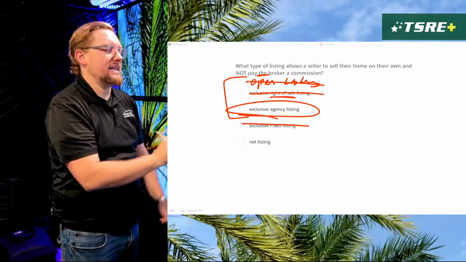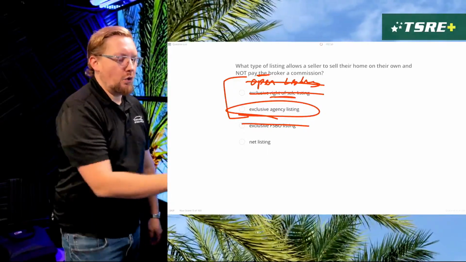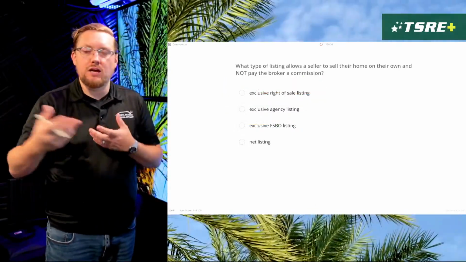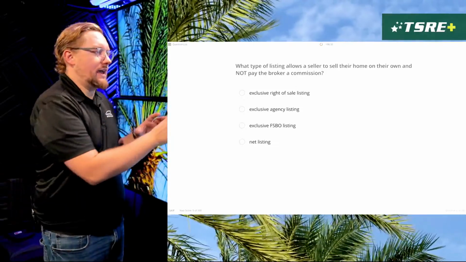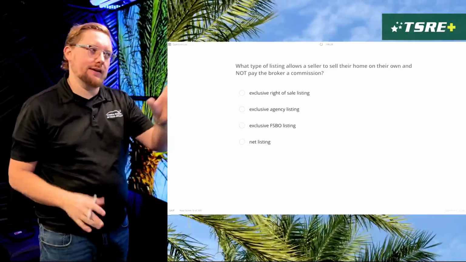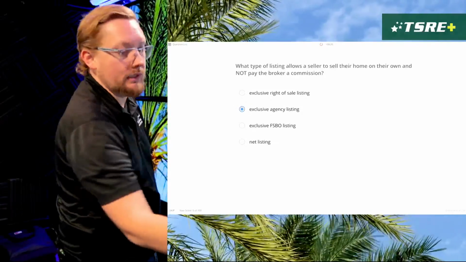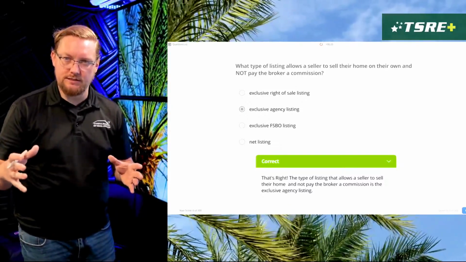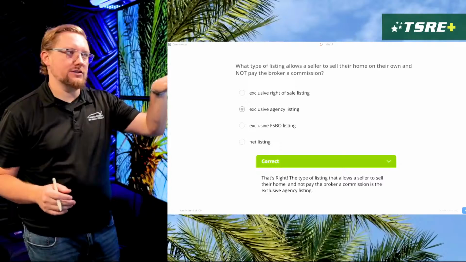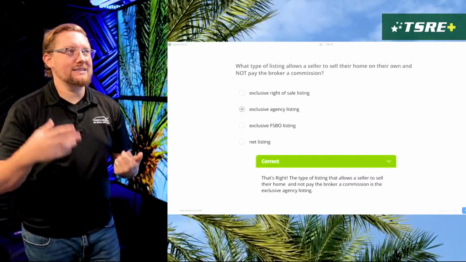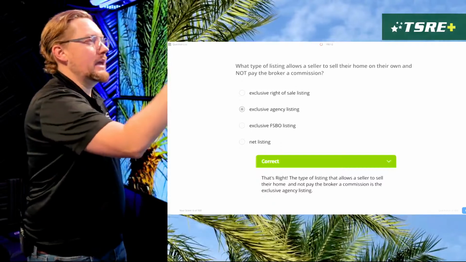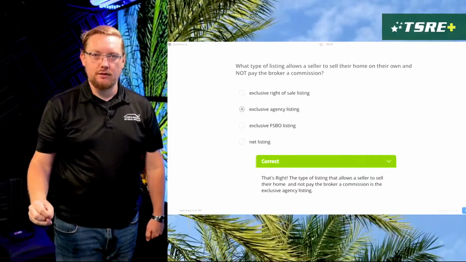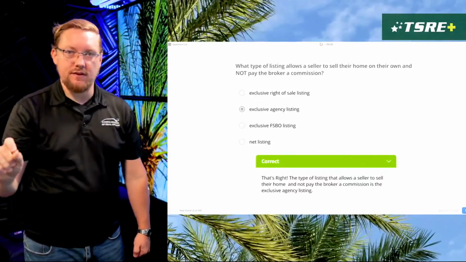A net listing is also kind of a thing, but it's not one of these three main types. The net listing is where the seller wants to get a certain amount, and beyond that the rest is commission, which could be in conjunction with exclusive right of sale, exclusive agency, or even an open listing, because that just defines the level of exclusivity in your listing. But the reason I said this one should jump off the page at you is because it's talking about selling on their own and not paying a commission. The key thing to remember is that that is exclusive agency.